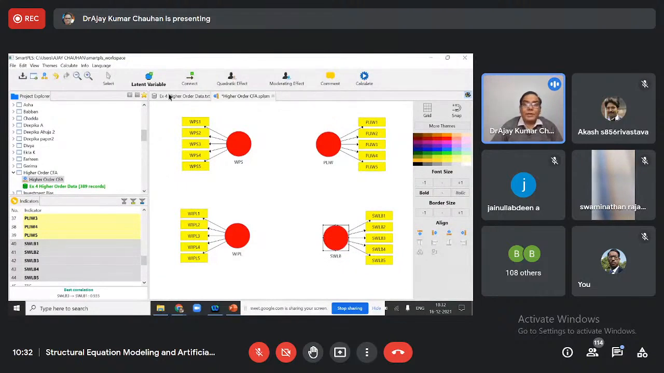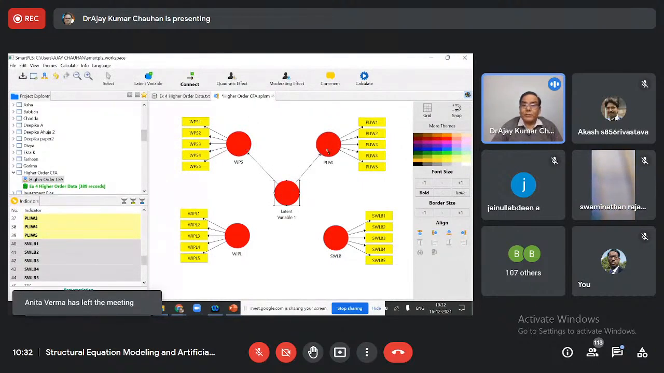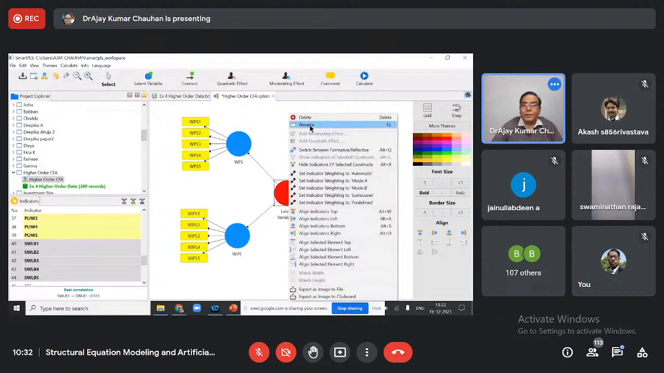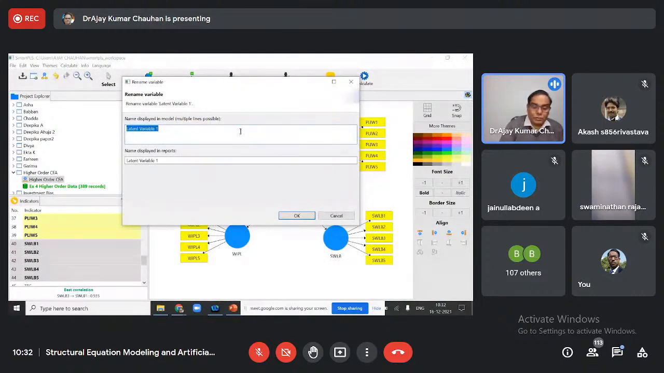Now I am taking a latent variable, and this latent variable is actually the second order, and it is reflective. Now in second order, we need the item. We have to define this, it is called work life balance.